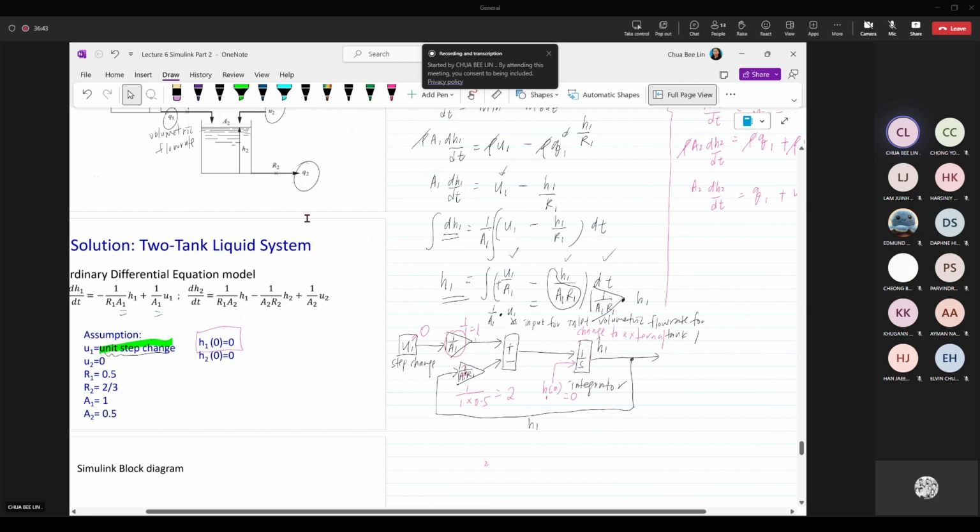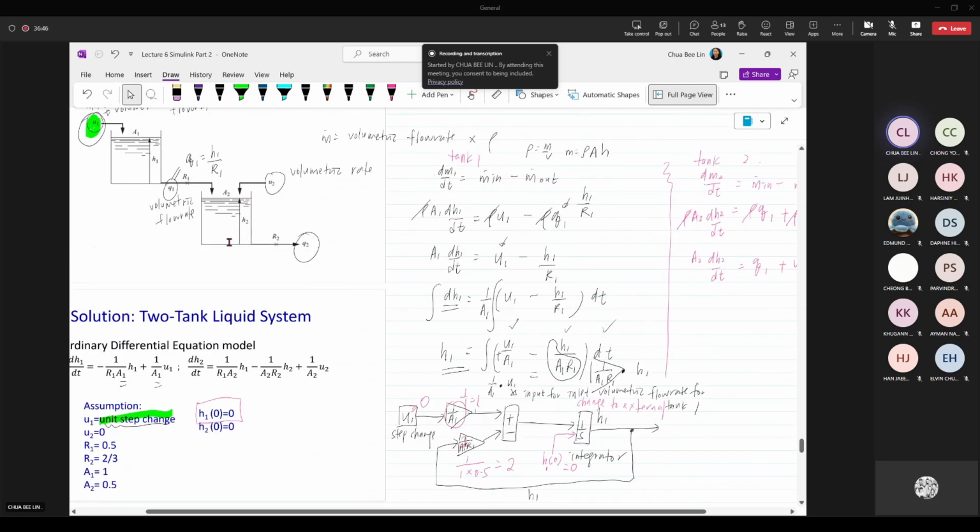And then for this U2, it is a value of 0. So this U2 is 0. 0 is a constant, so you should include a constant block. And your initial level for tank 2 is also 0. Okay, now you can complete this; your R2 is 2 over 3.